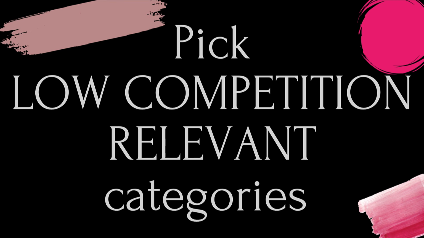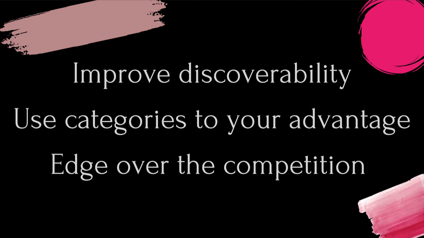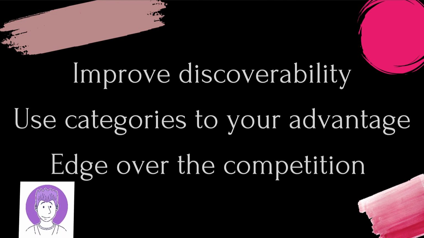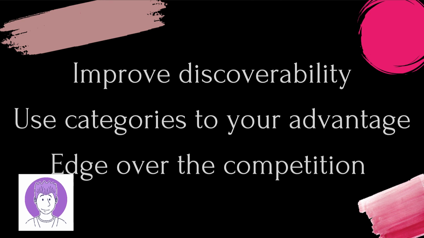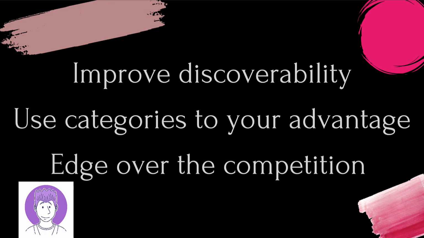Okay, so once I've got those, you can use the categories to your advantage. As I said earlier, it improves discoverability, of course, but most importantly, it gives you an edge over the competition. So any of your competitors who have not used the full, let's say 8 to 10 categories that they're typically allowed, you automatically have an edge over them, right?